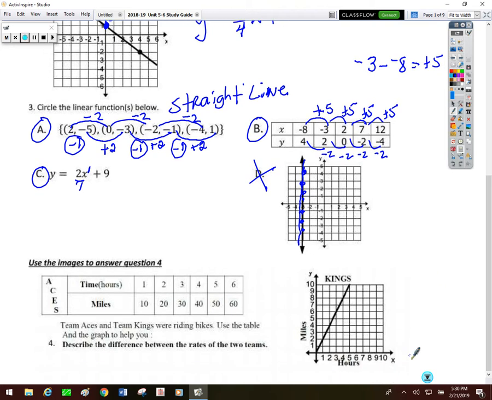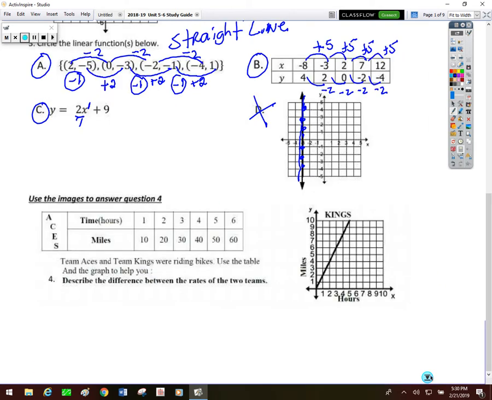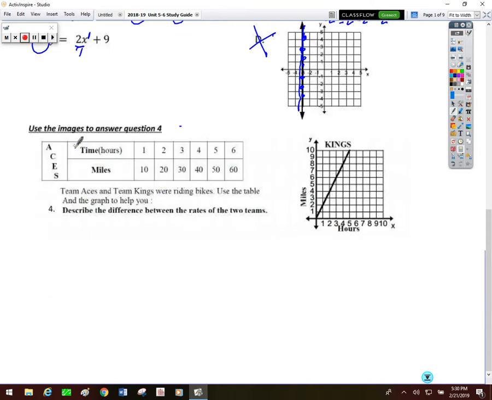All right, really quick on the next one, number 4. We want to compare two tables. We're going to compare a table to a graph. Okay, we want to compare the rates for Team Aces and the rate for Team Kings. What I want to do is to find the difference. First off, we want to find the difference between the rates. In other words, all it's asking me to do here is to compare the slopes.